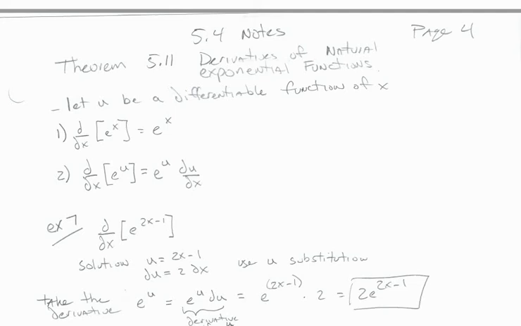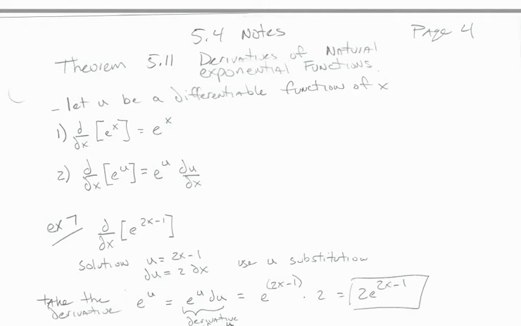We're going to continue 5.4 here with being able to take the derivative of exponential functions. Okay, so theorem 5.11 here. If we take the derivative of e to the x, we get e to the x. It's probably one of the easiest derivatives you will ever have to take as we move on through advanced topics. The derivative of e to the x is e to the x.